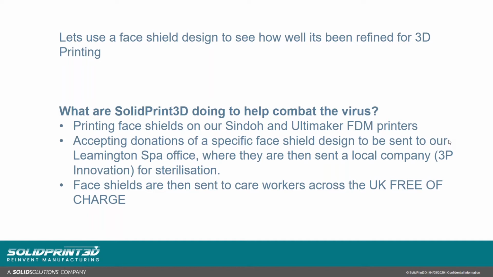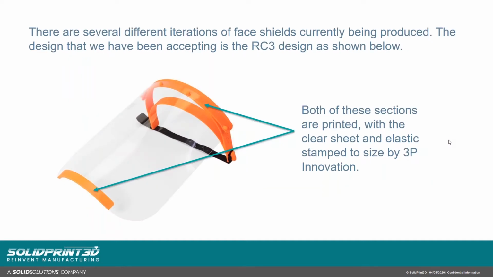So let's have a look at this design itself and see how it has been changed and tweaked slightly to make sure it prints nicely. As I mentioned, this is the shield itself. We're printing these top and bottom pieces. The top section is obviously connecting onto the individual's head. It gives a nice gap inside so they can wear further eyewear underneath, maybe glasses or protective equipment. And then there's also a little lower bottom reinforcement section as well.